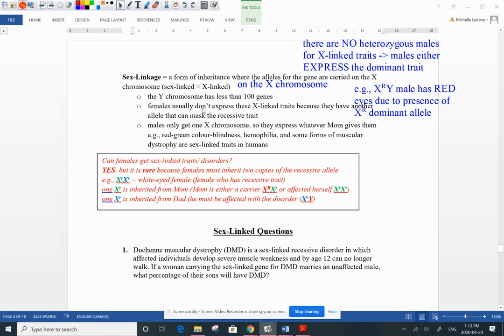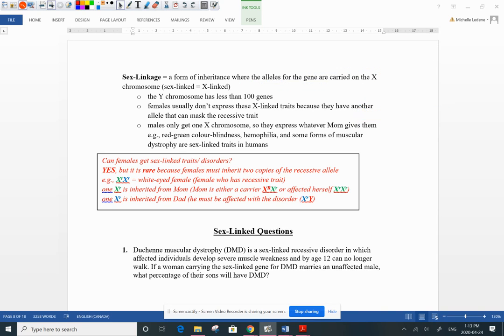Now, just a reminder, these are sex-linked. They're X-linked. They're on the X chromosome. Males cannot be heterozygous for any of these X-linked traits. They either express the dominant trait or the recessive trait. So X big R Y, that male has red eyes. Why? Because he has that dominant allele. He doesn't have a second X chromosome like a female does to mask with. If he gets the dominant allele, he gets the dominant trait.